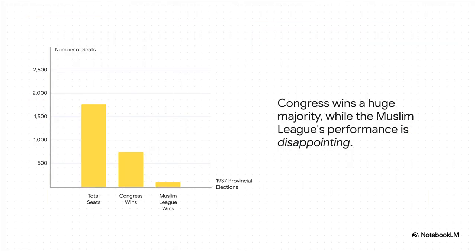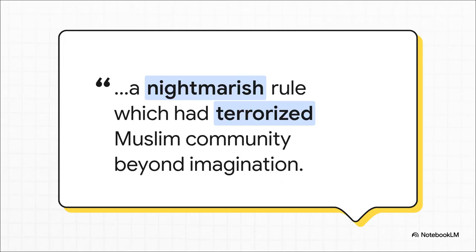All right, so this gridlock gets put to the test with the 1937 provincial elections. And the results? Whoa, it was a massive victory for Congress. But for the Muslim League, a total disaster. Just look at those numbers. They won only a tiny fraction of the seats that were set aside for Muslims. This was a huge blow to their claim of being the one voice for the community. But what happened after the election was absolutely pivotal.